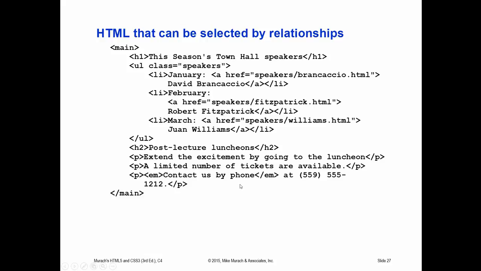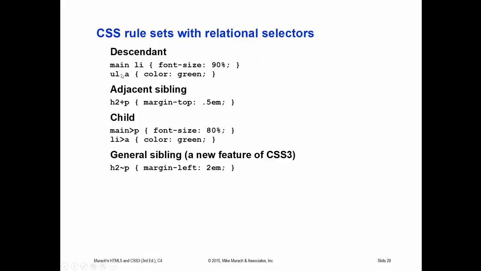HTML can also be selected, as they mentioned here, by what are called relationships. For instance, notice that this UL has a class of speakers. These 3 LIs are children of the UL with a class of speakers. Everything that's in here directly, the H1, the UL, the H2, this P, and this P, they're all direct children or direct descendants of main.